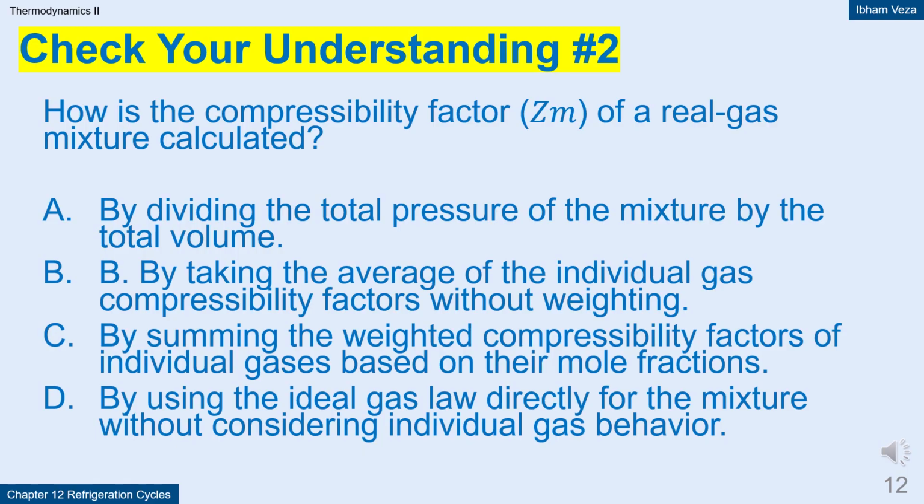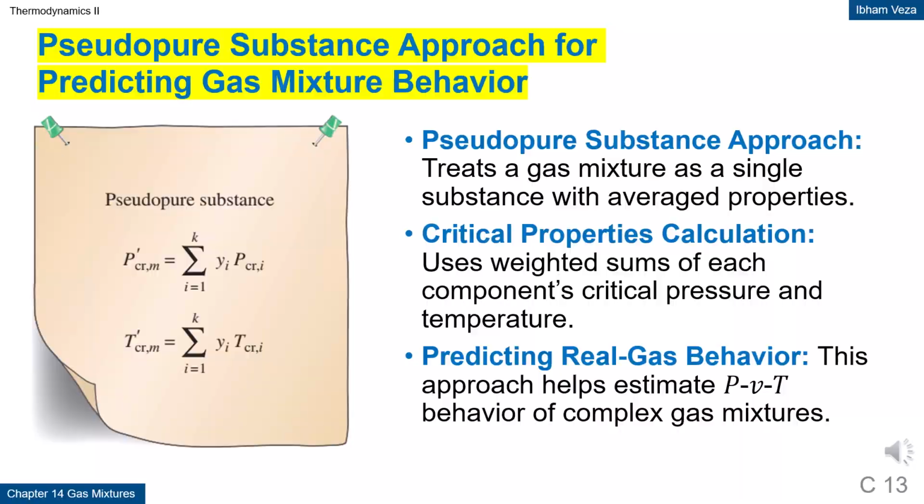D. By using the ideal gas law directly for the mixture without considering individual gas behavior. Incorrect, because Z_M specifically adjusts for deviations from ideal gas behavior, which the ideal gas law does not account for.